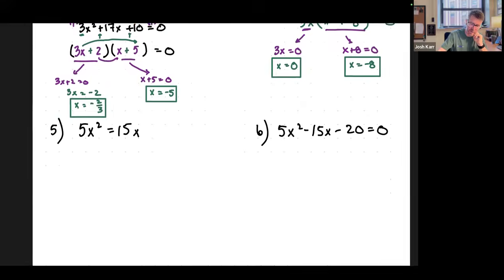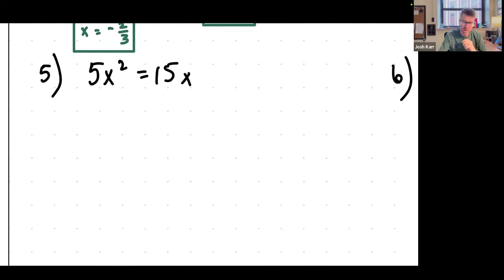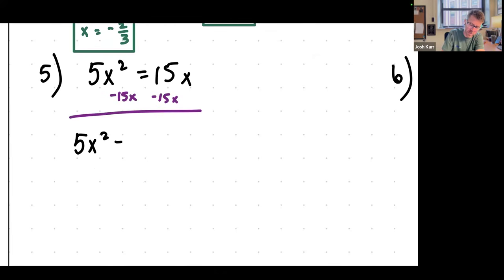All right, number 5. So we've got this thing. It's a quadratic, so that's cool. We're going to be looking for two solutions. We need to get it set equal to 0. And right now we have this 15x. So we're going to subtract 15x from both sides. So we get 5x squared minus 15x equal to 0.